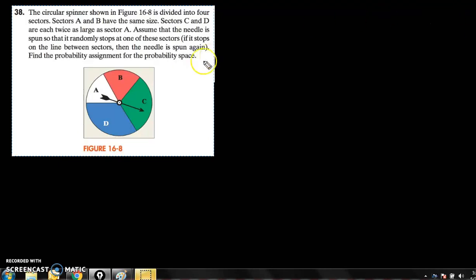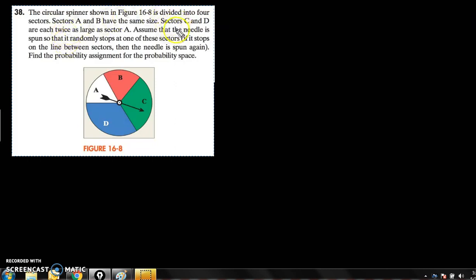Okay, number 38, they show us this spinner, and you can tell that some of the parts have a larger probability than some of the other ones. Like this piece and this piece are bigger than the others. So they're going to give us hopefully just enough information that we can figure out how big they are, or what percentage of the total circle they are.